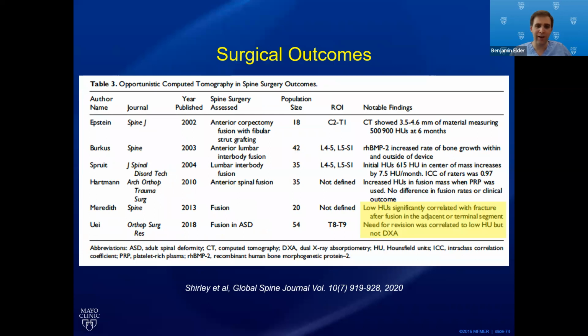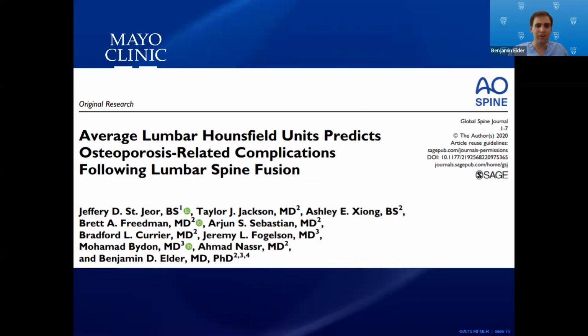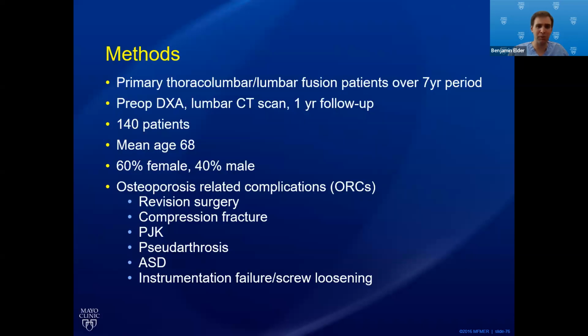And looking at surgical outcomes, these papers show the low Hounsfield unit significantly correlated with fracture after fusion in the adjacent or terminal segment, and the need for revision was correlated to a low Hounsfield unit, but again, not necessarily the Dexa. And so this was a paper we did recently looking at Hounsfield units for patients with osteoporosis-related complications in lumbar spine fusion. So I identified 140 patients over a 7-year period.